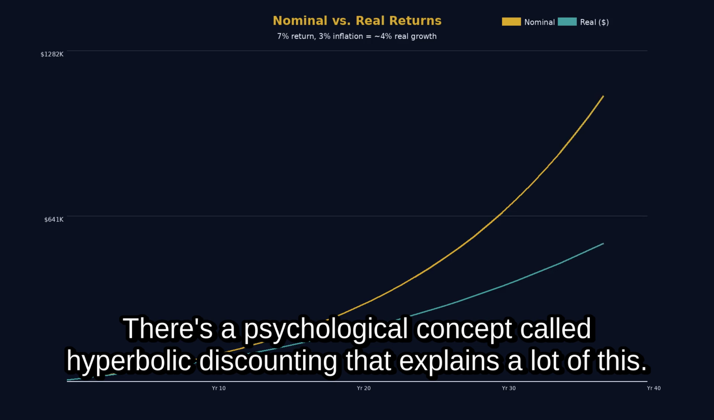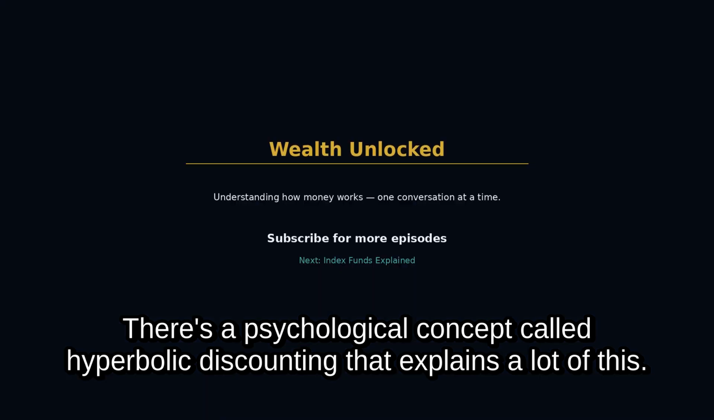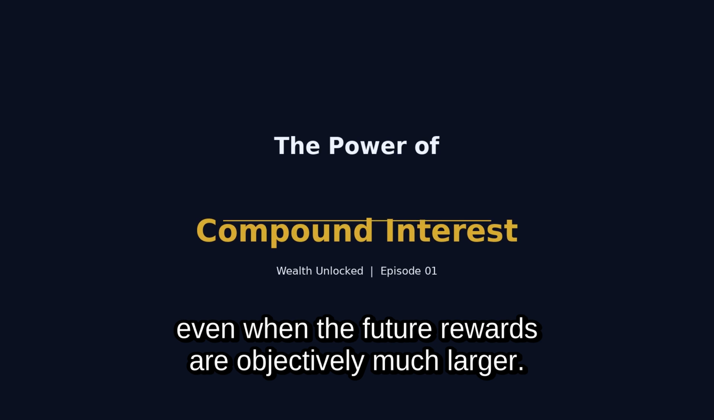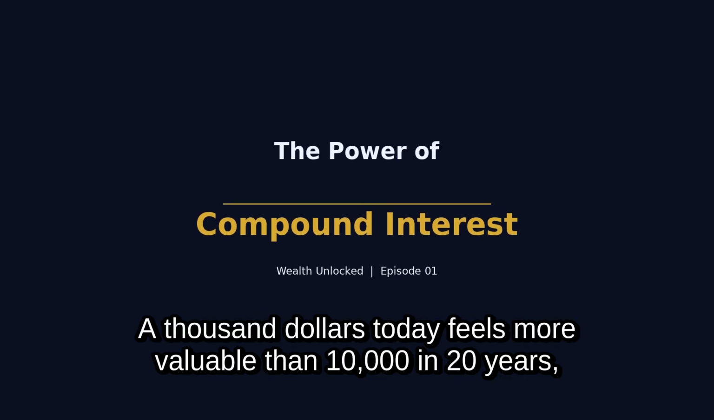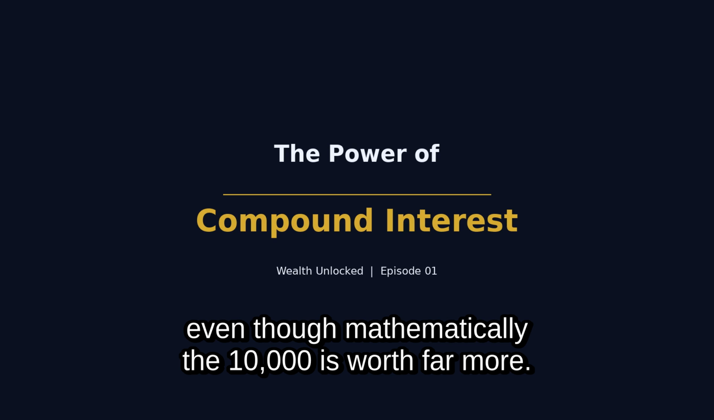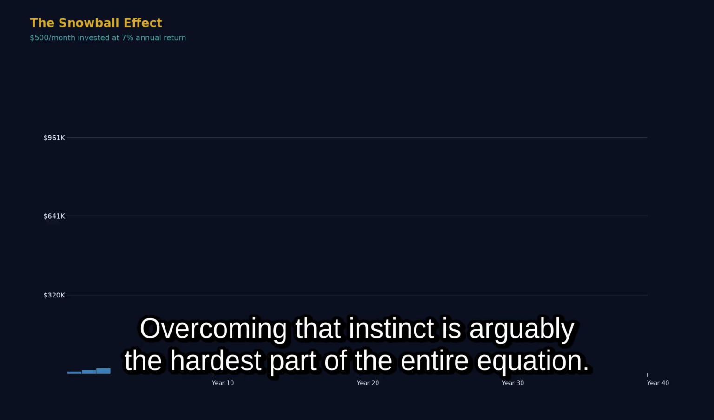There's a psychological concept called hyperbolic discounting that explains a lot of this. Humans are wired to value immediate rewards far more than future rewards, even when the future rewards are objectively much larger. $1,000 today feels more valuable than $10,000 in 20 years, even though mathematically the $10,000 is worth far more. Overcoming that instinct is arguably the hardest part of the entire equation.